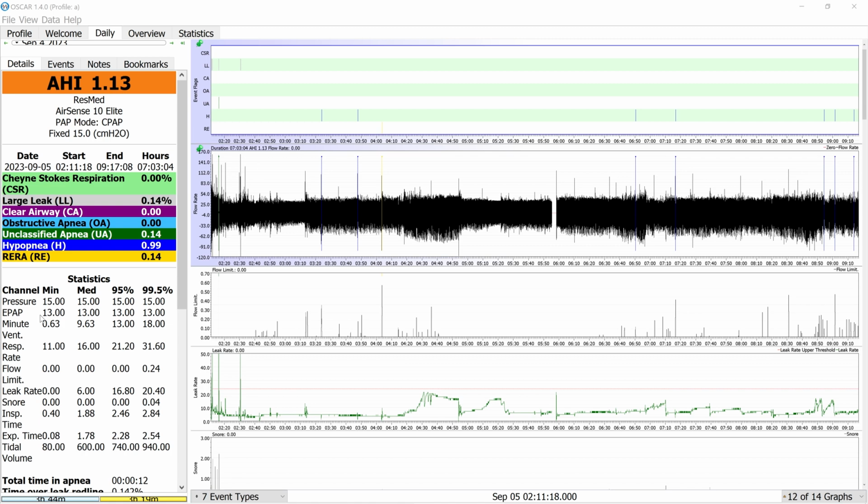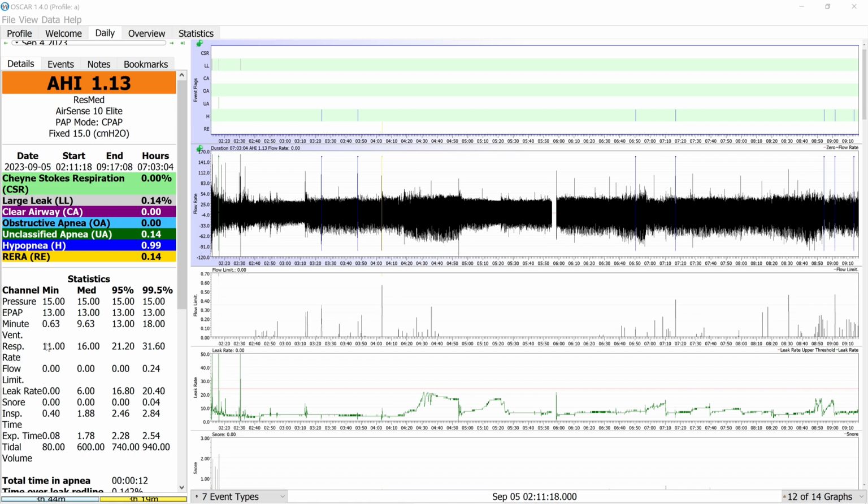I realize it sounds like I'm doing a little bit of mental gymnastics trying to call this a fixed pressure when it's not a fixed pressure, but anyways, minute ventilation is the amount of air that you inhale and exhale per minute in liters per minute. So again, minimum value, the median value, that's liters, so 9.63 liters, the 95th percentile, so 95% of my breaths were at or below 13 liters per minute.